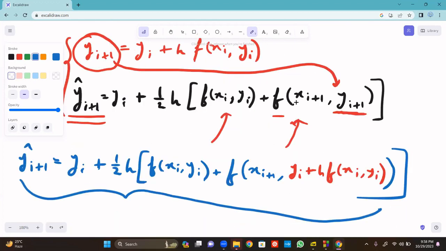I hope the idea of modified Euler method is clear to you. If you still have any problem anywhere, please let me know. Otherwise, I'm moving on to the code.